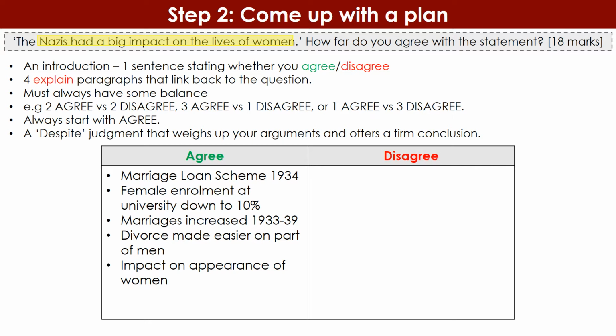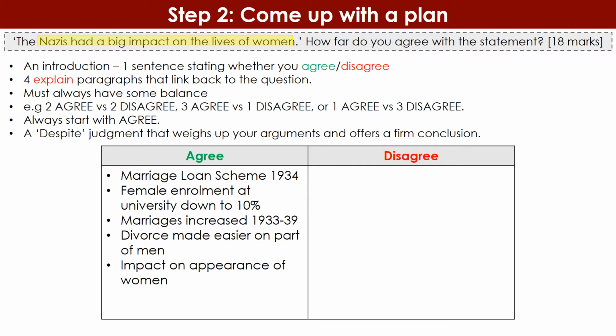What I'd like to do, pause the video, see if you can come up with some disagree statements. What evidence could you find in your work, your revision, your books, previous YouTube videos that actually would argue, no, it wasn't the Nazis that had the biggest impact on the lives of women, or that their impact was limited? Pause the video here and we'll talk about them in a few seconds. Okay, hopefully you've had a chance to have a little bit of a think about that.